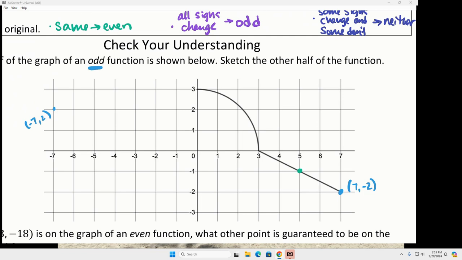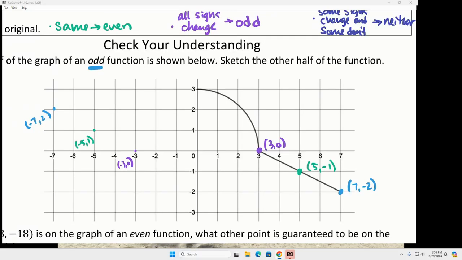Okay, I'm going to do this one right here. It's probably not necessary, but I just want to practice as many of these as possible. So this is the point 5, -1. So if this is an odd function, what else should be on the graph? -5, +1, good. All right, and then this is the point 3, 0. So when we go to change the sign, 0 doesn't have a sign, and so we can only change 3, so that means -3, 0 should also be there.